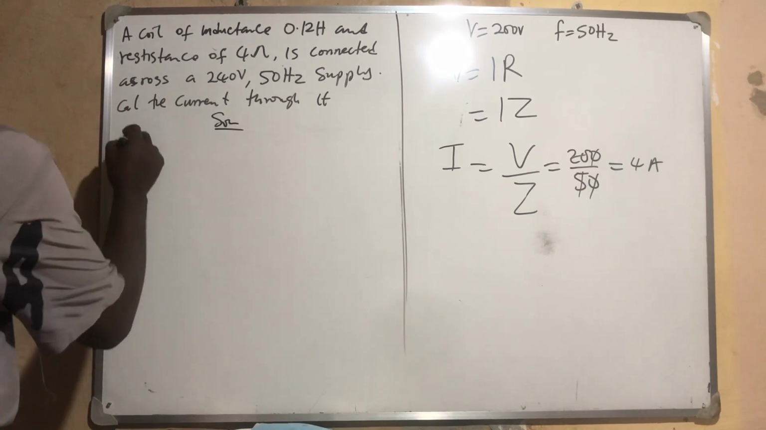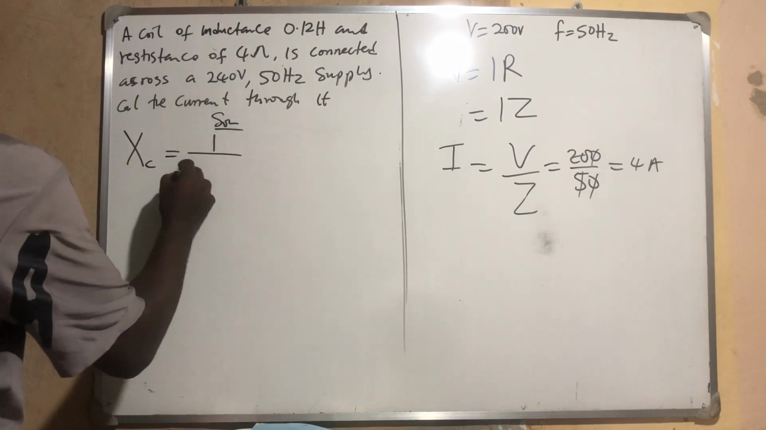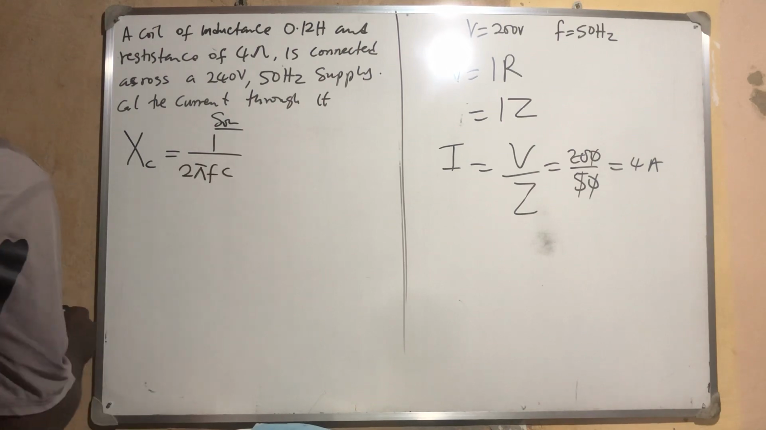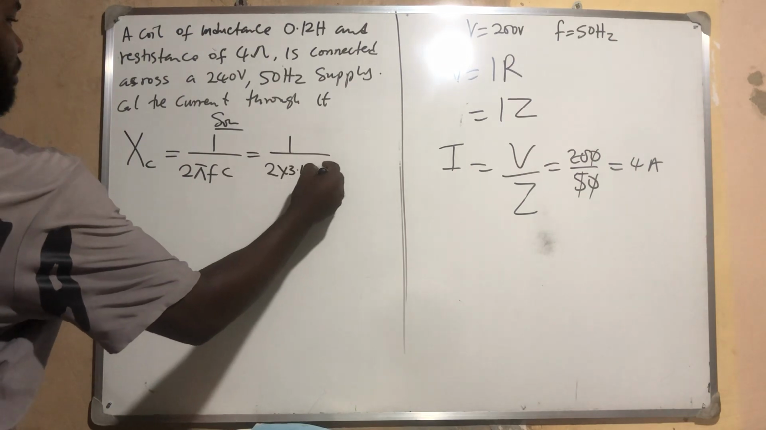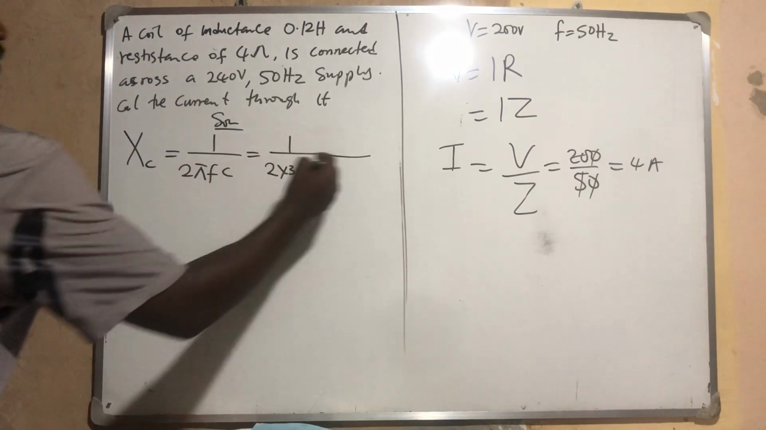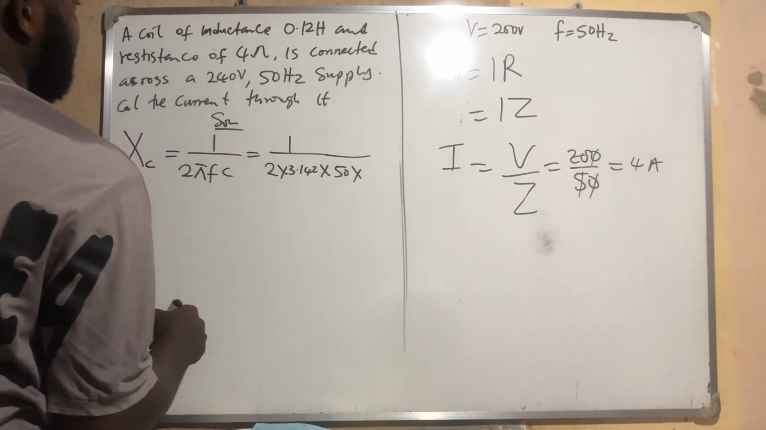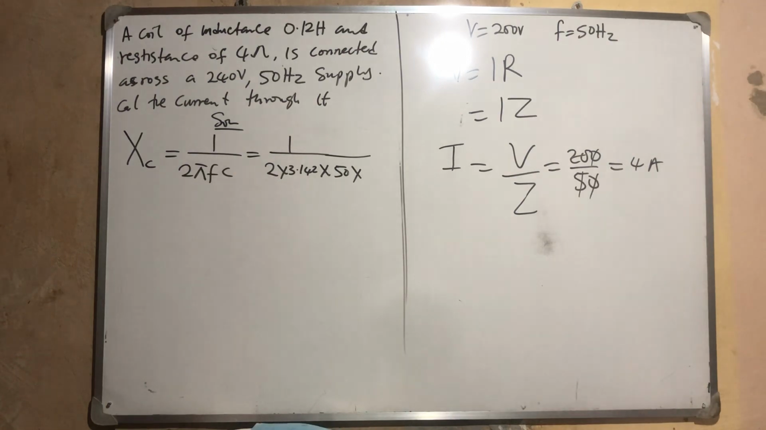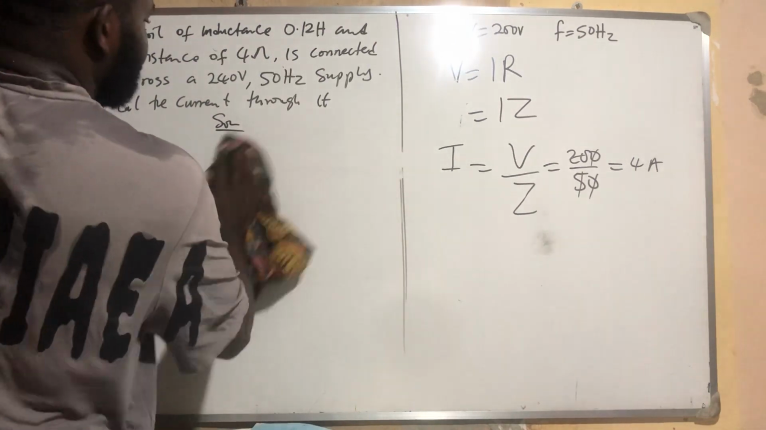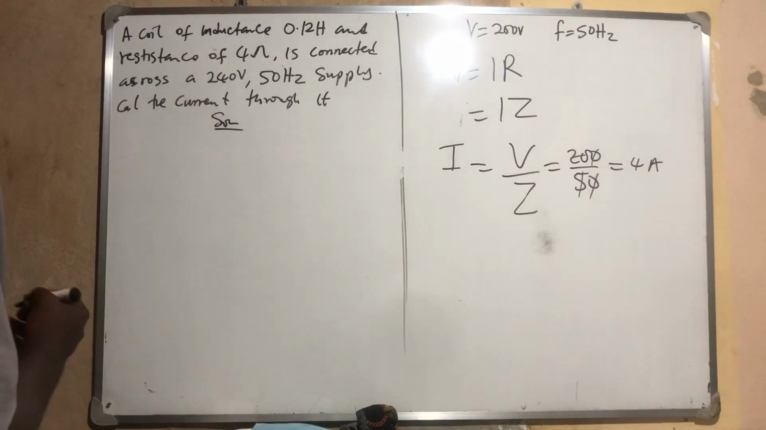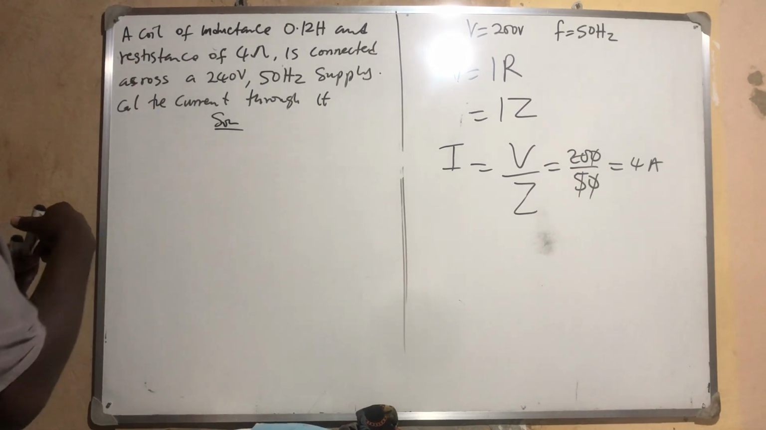So before the impedance, we know that XC for a capacitor is 1 over 2 pi FC, which is 1 over 2 times 3.142 times my F, which is 50, times my C. Capacitor is measured in farad, so there is no capacitor here. So this circuit only has a resistor and an inductor.